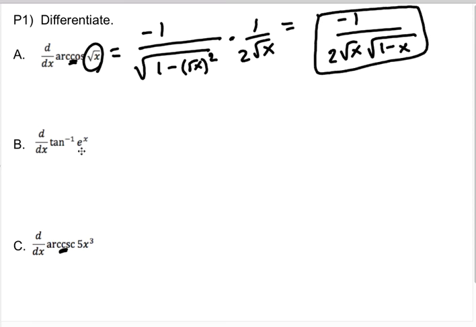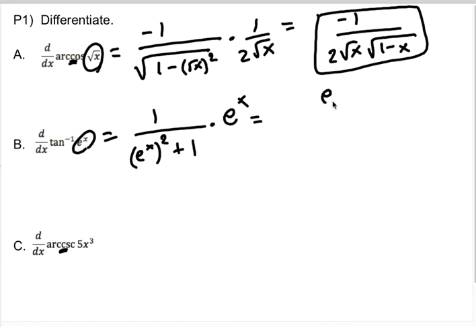All right, when I differentiate arctangent, I'm going to get 1 over this thing squared, so e to the x quantity squared plus 1, and then I have to do the chain rule, so times the derivative of the stuff that was inside. So I'm going to get an e to the x over an e to the 2x plus 1.